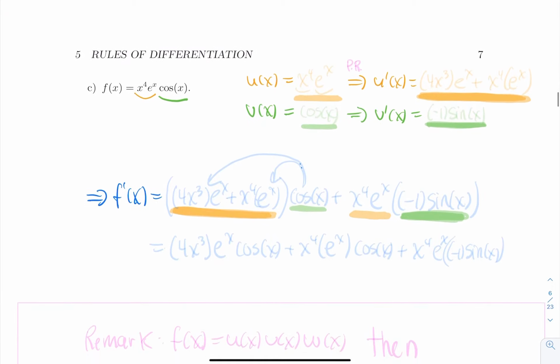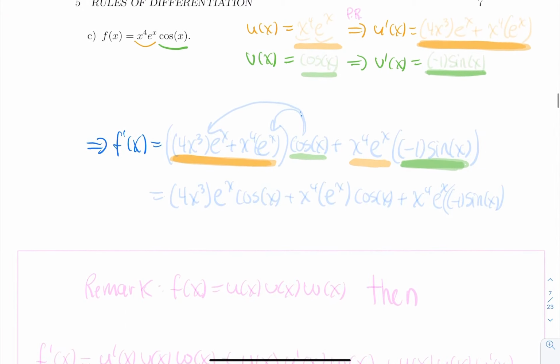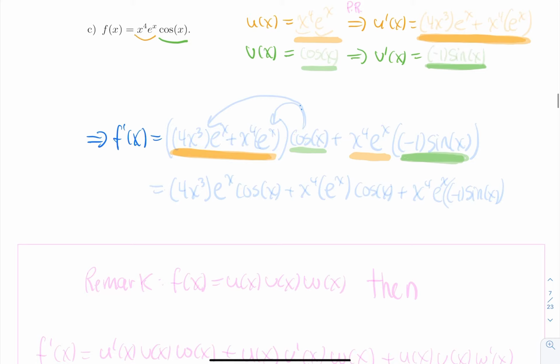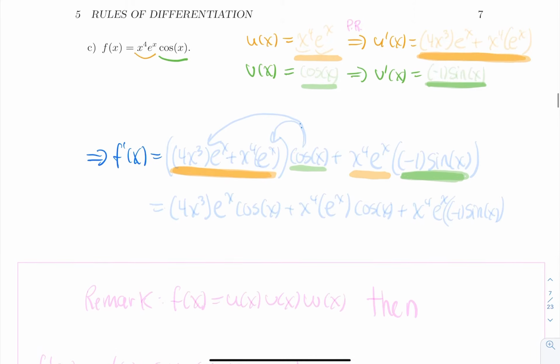All right, let's do another example where we have the product of three things. Oh no! Okay, so here we have x^4 times e^x times cos of x. So, oh no, the product of three things. He did not tell us how to do the product rule of three things. He's a bad teacher. I know I'm a bad teacher, but the product rule can be done.